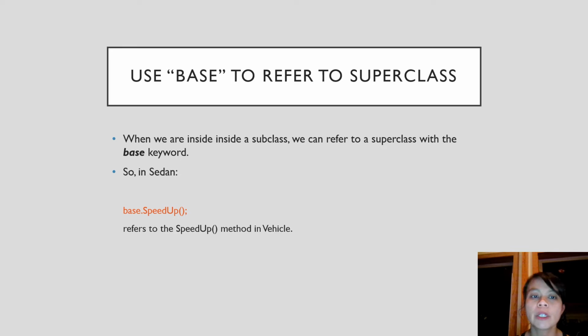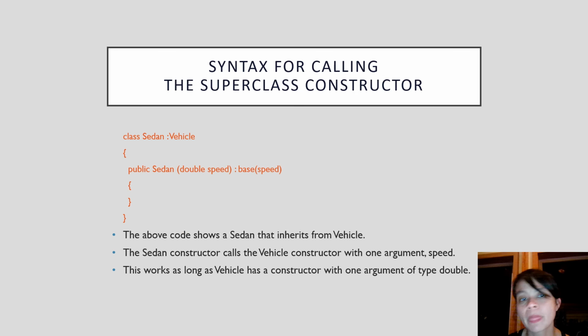Okay, make sure you use base to refer to the superclass. When we're inside of a subclass, we can refer to a superclass with the base keyword. So in sedan, you refer to it as base.SpeedUp because the method is in the superclass. It refers to the SpeedUp method in vehicle, the superclass or the base class.